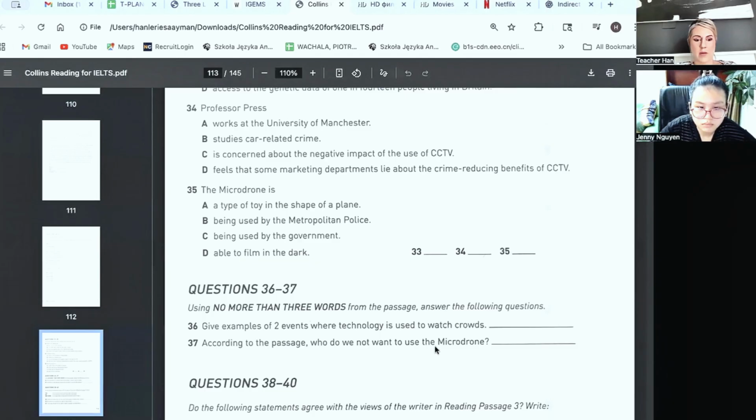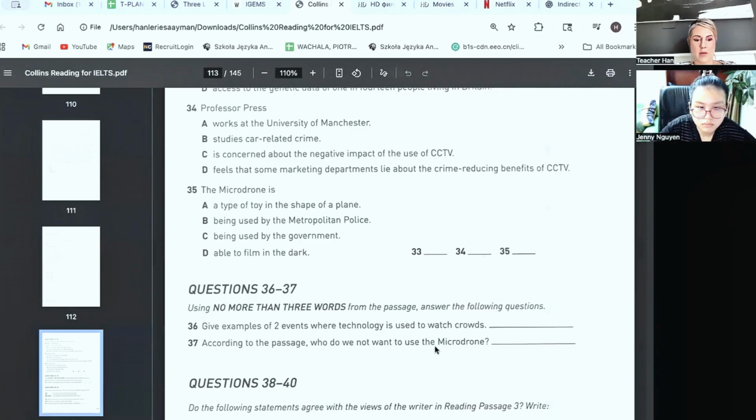Well done, Jenny. Then the micro drone is A, a type of toy in the shape of a plane, B, being used by the Metropolitan Police, C, being used by the government, or D, able to film in the dark. Which one? D. Yes. Able to film in the dark. Well done, Jenny. That was excellent.